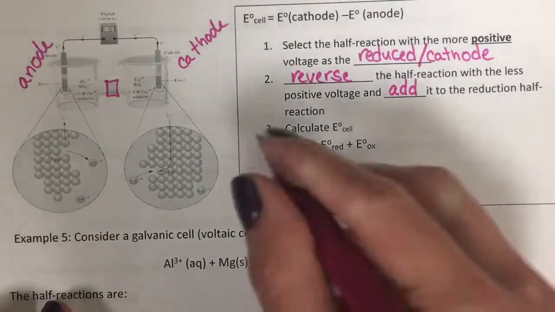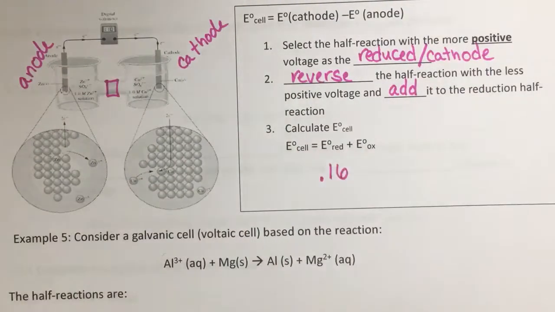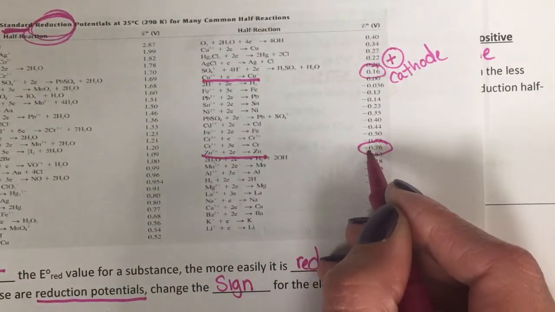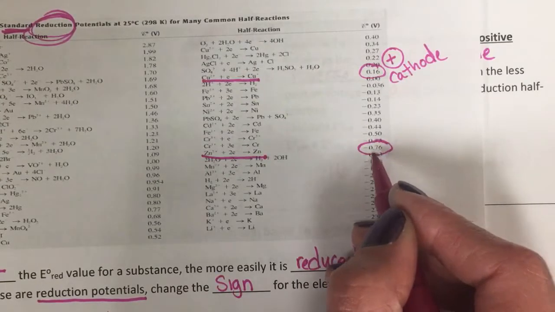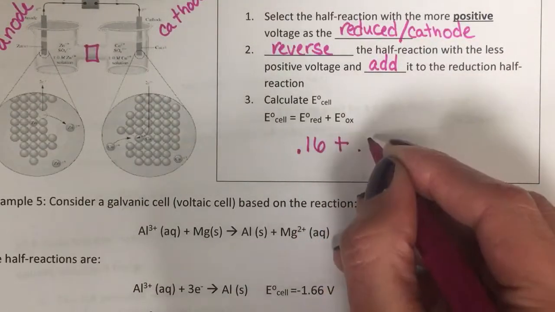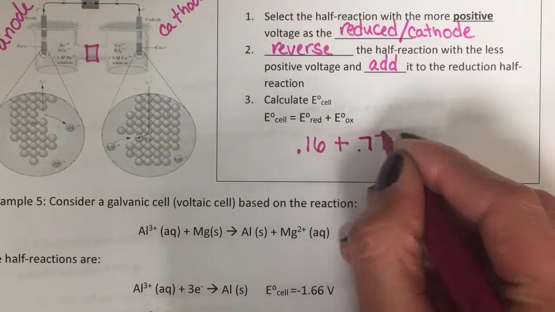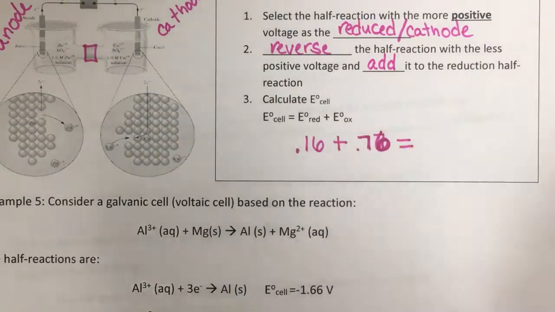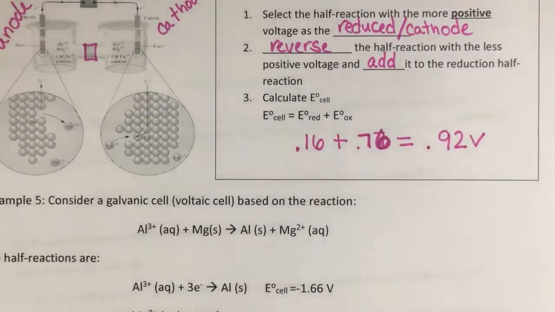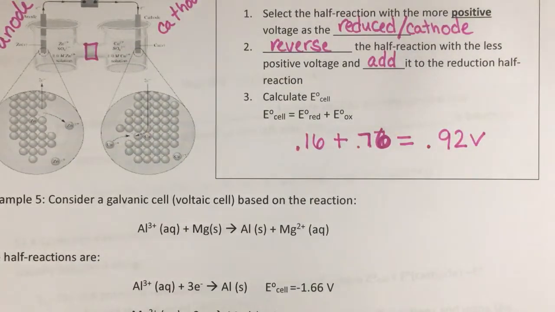Okay? So I've got 0.16. I've got zinc. Zinc is negative. It would be my anode. Because it is my anode, I change the sign. So that would be plus 0.76. I would add those together. My galvanic cell is going to produce 0.92 volts. It does not matter if my reaction is balanced. I don't need to change coefficients. It works out exactly the same.